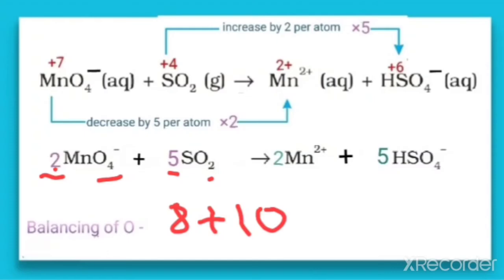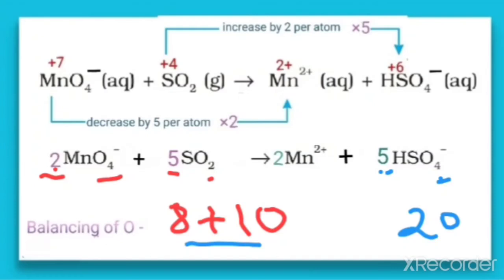On the right hand side, because here 5 is there and 4 oxygen, because we are finding out the number of oxygen on the right hand side. So 5 is here as a stoichiometric coefficient and 4 oxygen is there. Therefore 5 into 4, that is 20. So on the right hand side the number of oxygen is 20. On the left hand side the number of oxygen is 18.